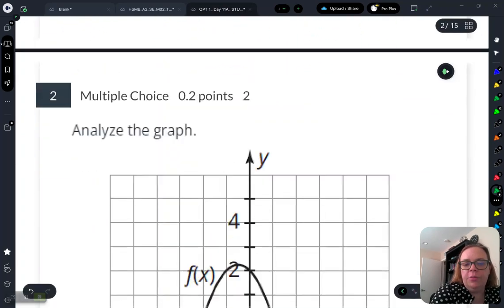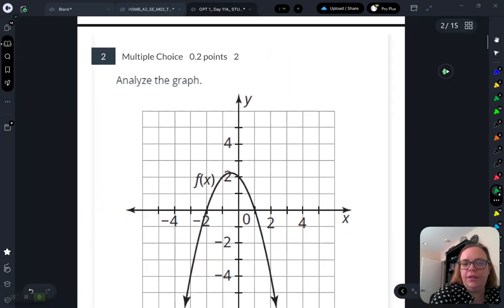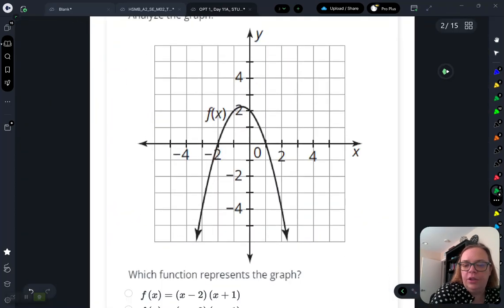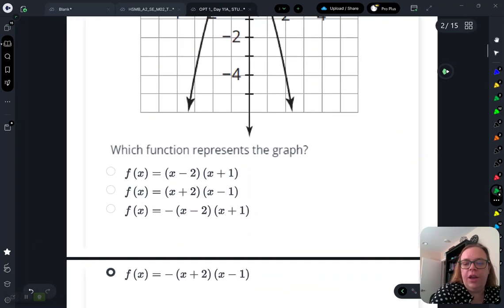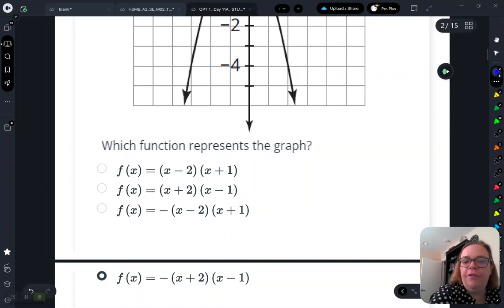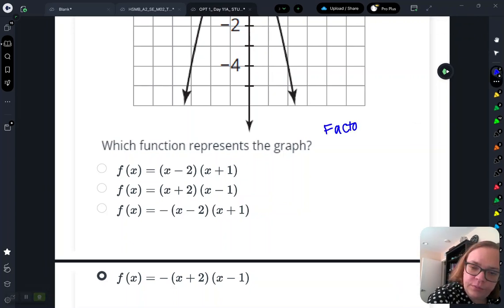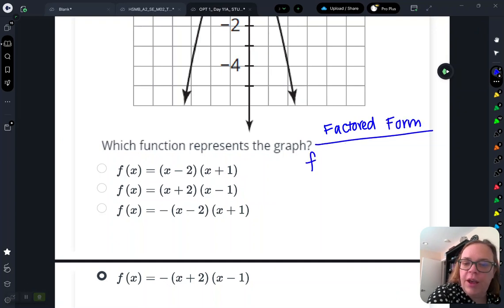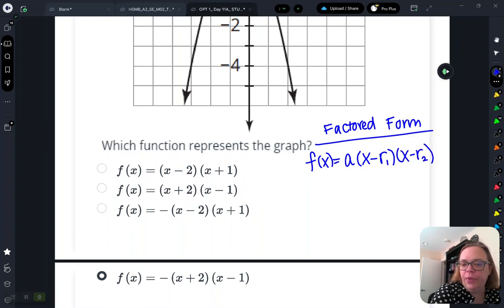All right, let's look at number 2. Number 2, analyze this graph and determine which function represents the graph. Now, for whatever reason, this printed as a PDF very large, so there's 3 on one page and 4 on the other. And when I look at all my options, I can see that they are in factored form. Factored form is you have the function is some a times x minus root 1 or r1 times x minus r2 or root 2. And this is the factored form of a quadratic function.